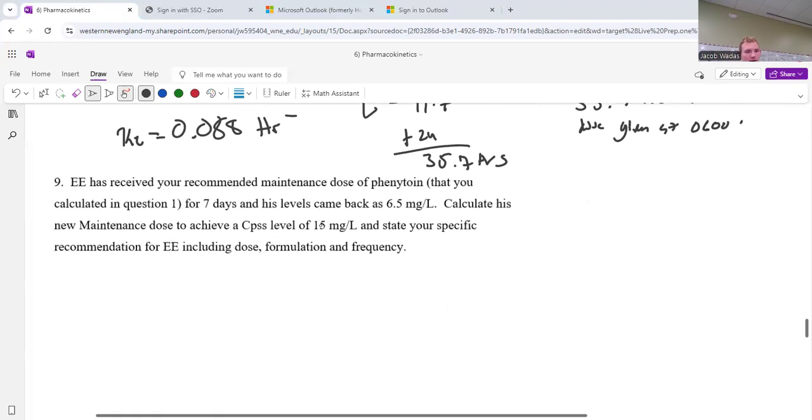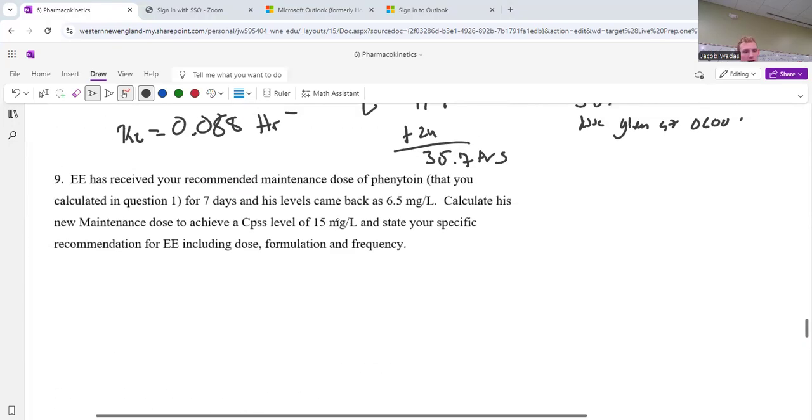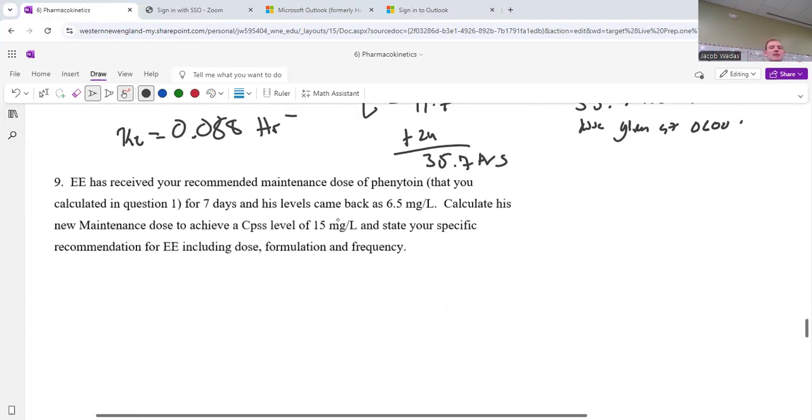All right, moving on to question number 9. EE has received your recommended maintenance dose of phenytoin that you calculated in question 1 for 7 days. His levels came back to be 6.5 milligrams per liter. Calculate his new maintenance dose to achieve a C peak steady state level of 15 milligrams per liter, and state your specific recommendation for EE, including dosing.